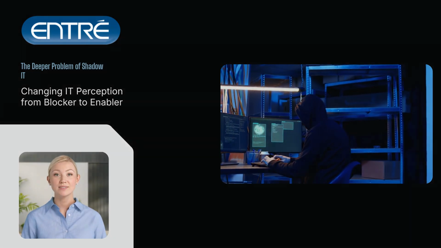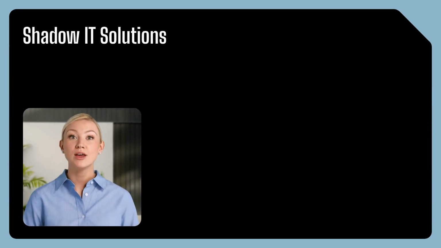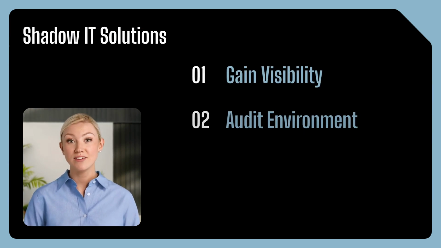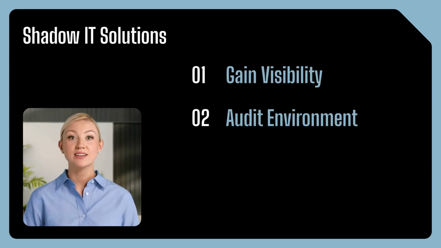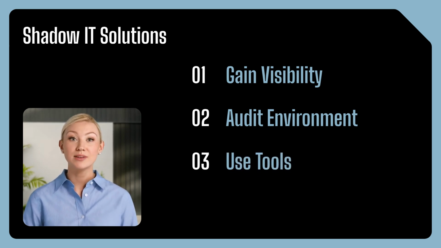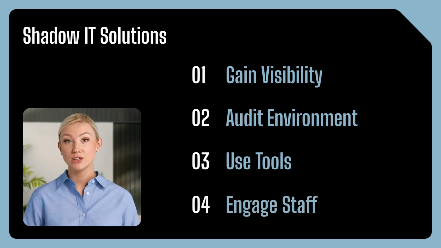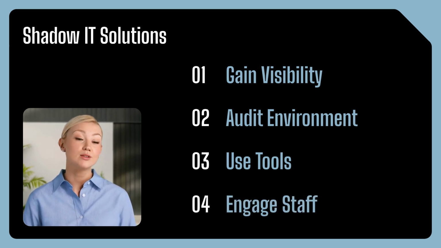So what can you actually do about Shadow IT? First, you need visibility. That starts with auditing your environment, looking at logins, cloud usage, browser plugins, and devices. There are tools that can help with this, including Microsoft Defender for Cloud Apps, which can flag unauthorized SaaS usage. Next, talk to your people. Don't just punish them for using unapproved tools, ask why they're using them.